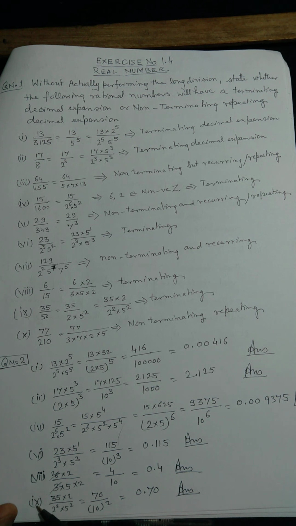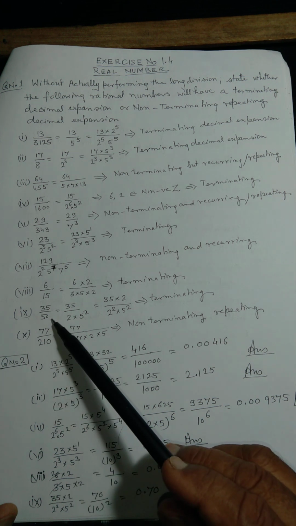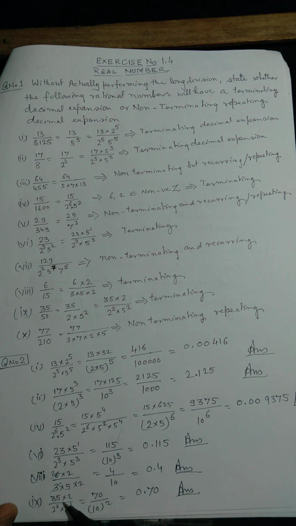Now the ninth part of the question number 1, that is 35 by 50, which can be expressed in the form I have written, that is 35 into 2 divided by 2 raised to power 2 into 5 raised to power 2. So ultimately 70 divided by 10 raised to power 2. So just put the decimal after 2 digits from right to left. So 1, 2. So the answer will be 0.7. This will be the answer.